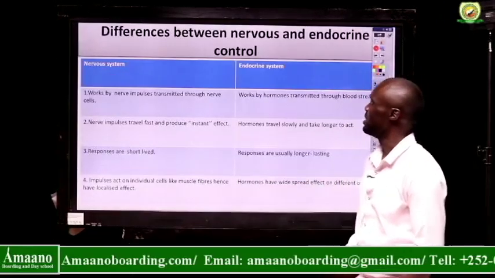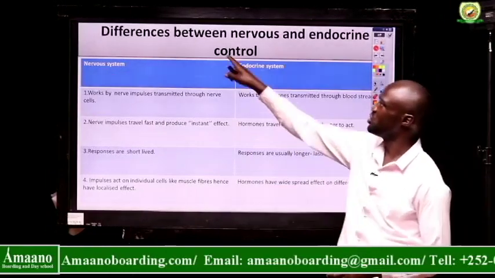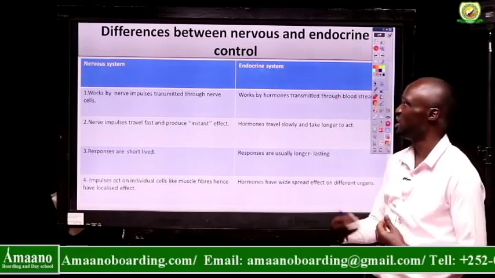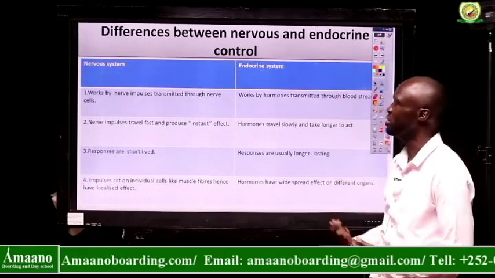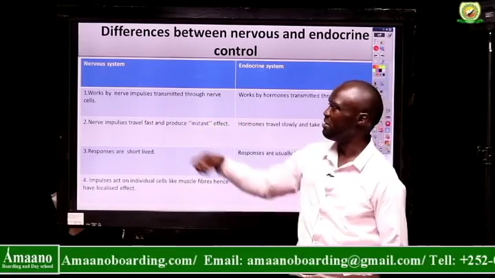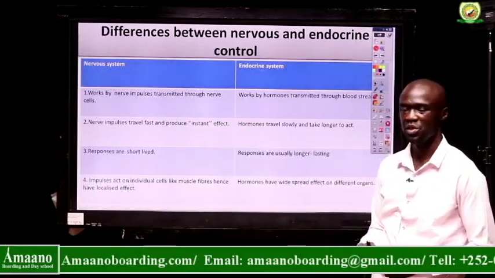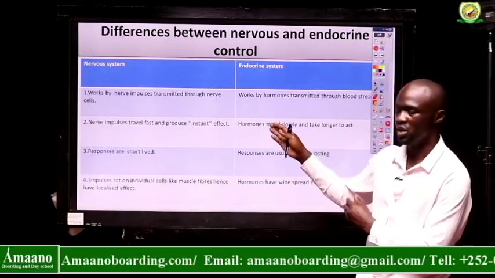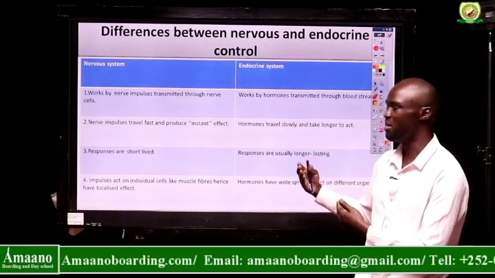Then we come to the difference between nervous and endocrine control. When you look at these two, they are both doing the work of coordinating body activities: the nerves, or the nervous system, and the endocrine control, or the hormones. The nervous system works by using nerve impulses, which are transmitted through nerve cells. The endocrine system works by using chemicals or hormones, which are carried by blood.